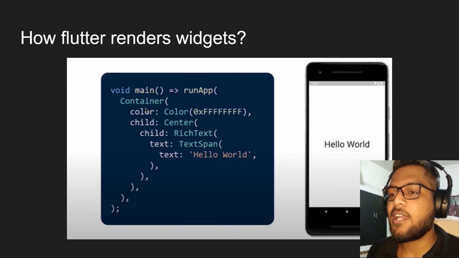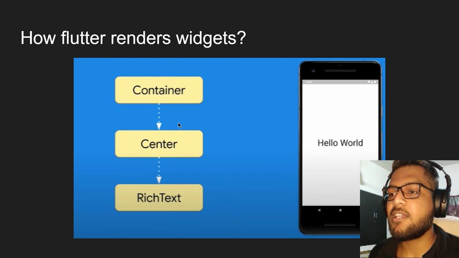Now if we are adding another widget as a top widget, like a container is added, and in that we are adding all the widgets we had previously, it will be updating the widget tree and a container will be shown as a top widget and then we'll be having all other widgets in it.